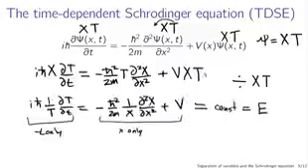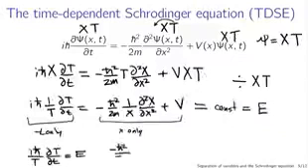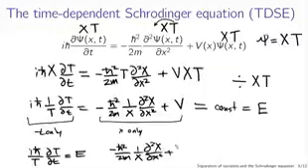So we have our two equations. One, i h bar over T, first partial derivative of big T with respect to time, is equal to E. And from the right-hand side, we get minus h bar squared over 2m, 1 over big X, second partial of big X with respect to position, plus V is equal to the energy. So these are our two equations.